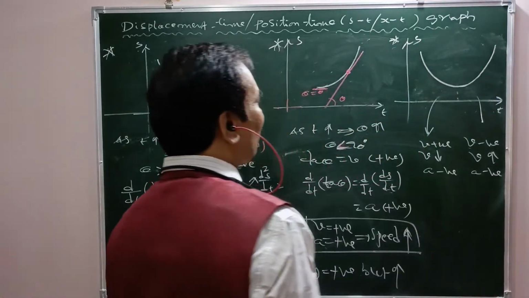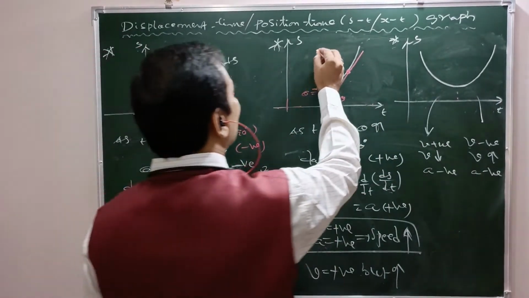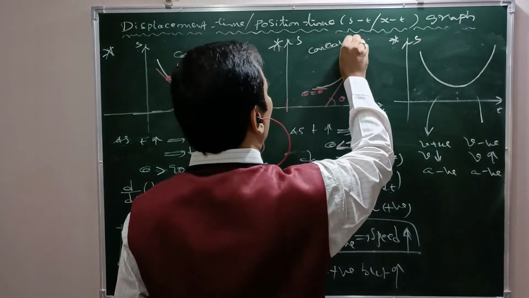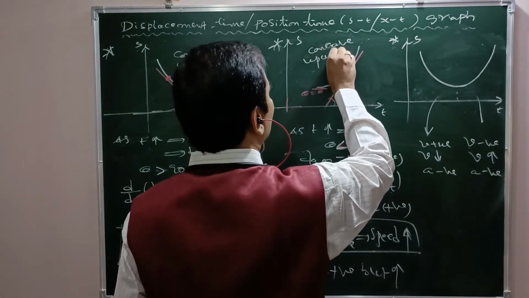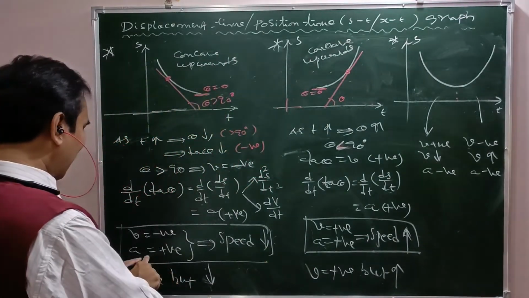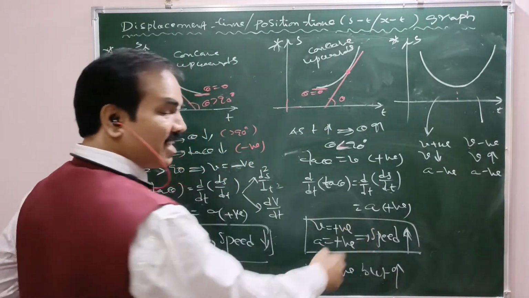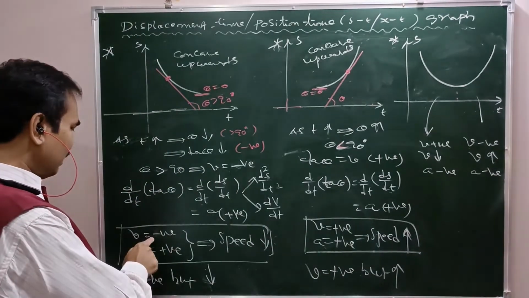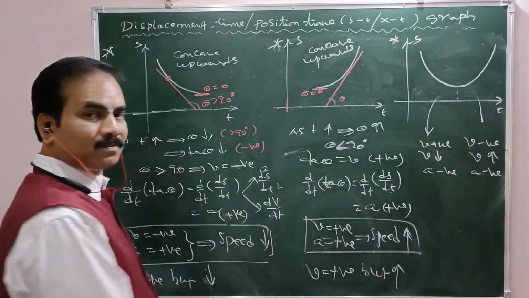What is the shape here? Concave upwards. Here also concave upwards. What is the common factor here in both cases? See, acceleration positive. Here also acceleration positive. But velocity, here it is negative. Here it is positive. Right?